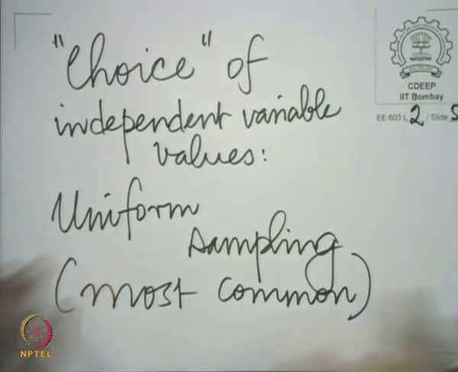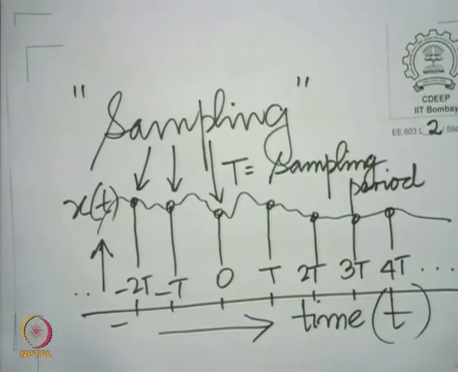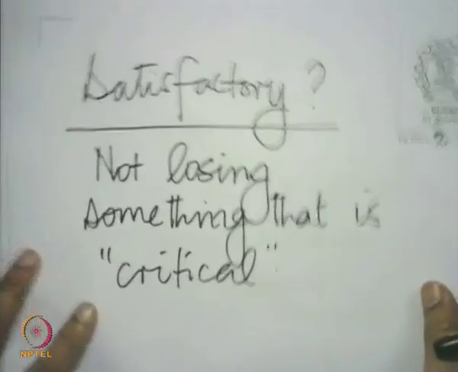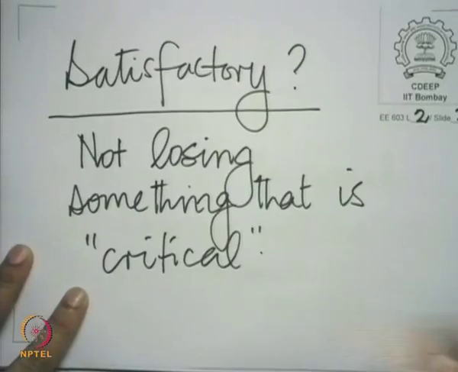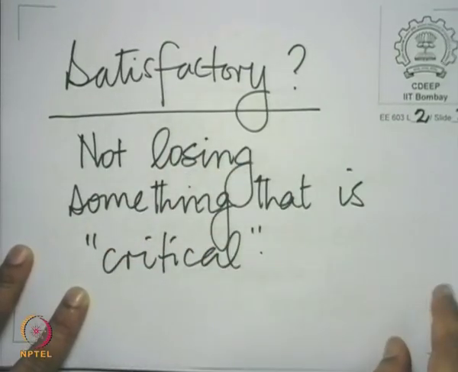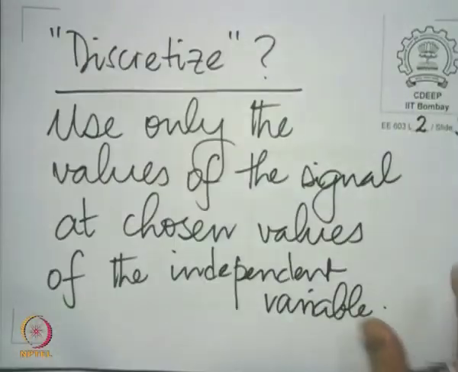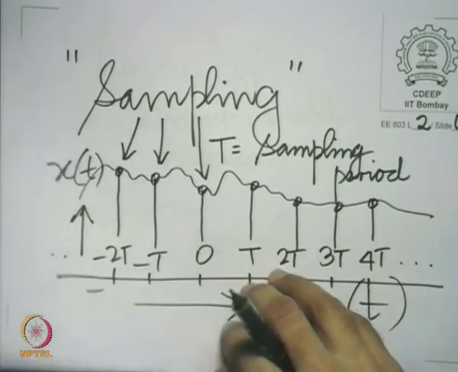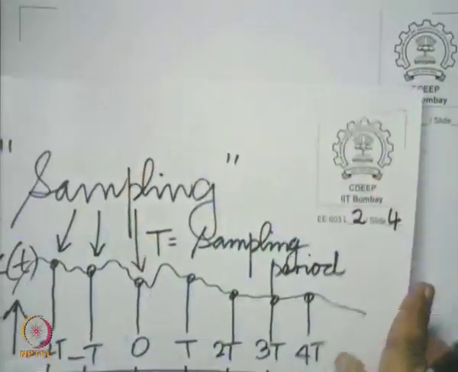And of course, we want then to satisfy that basic definition that we had when we spoke about being satisfactory. Satisfactory meant not losing something that is critical. And we need now to understand what it is that is critical, or how we can judge whether we are losing something that is critical or not.